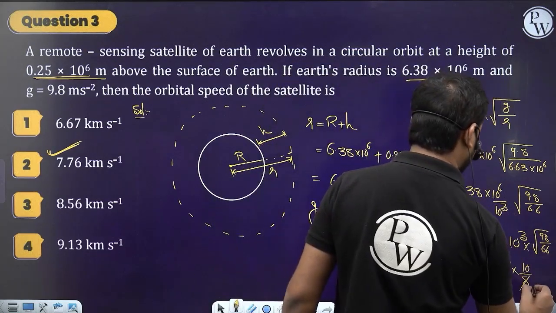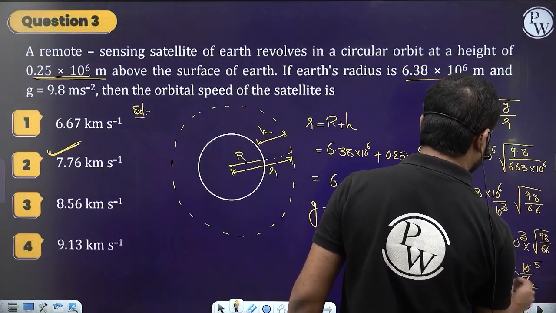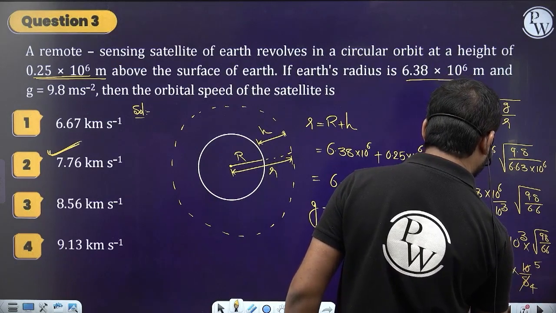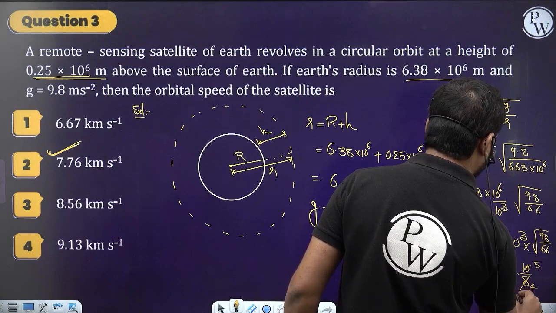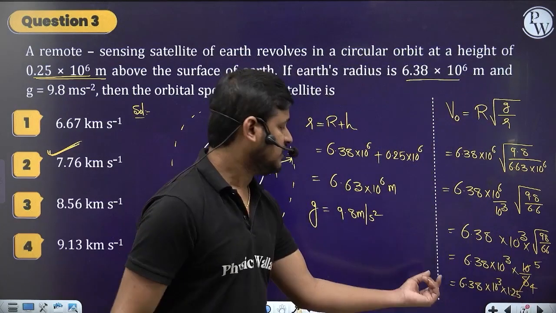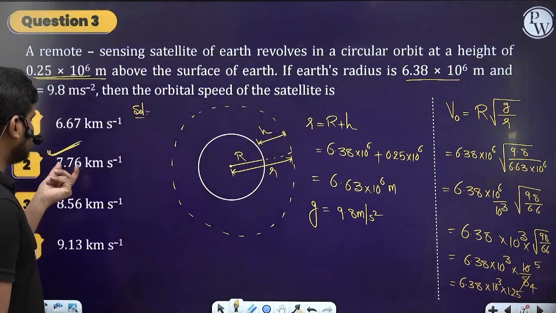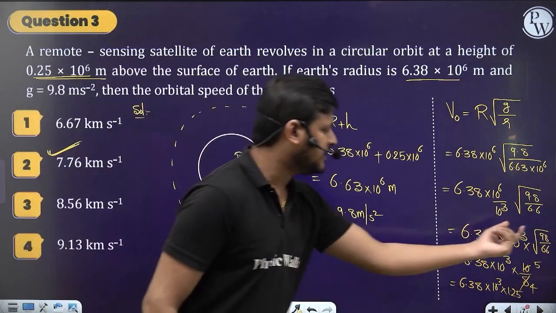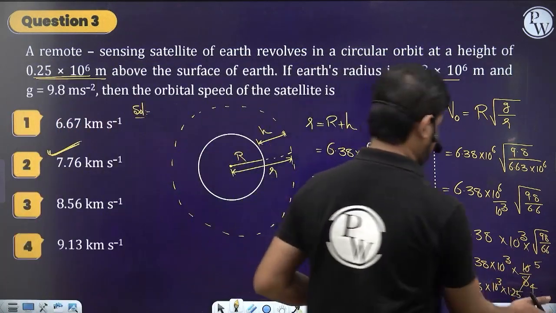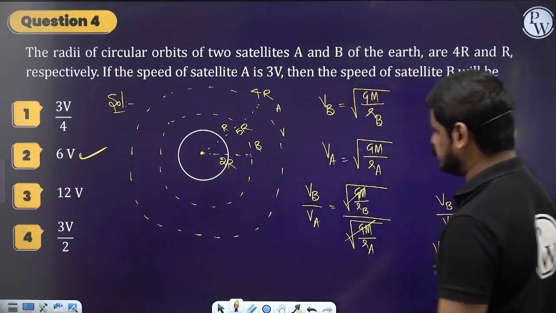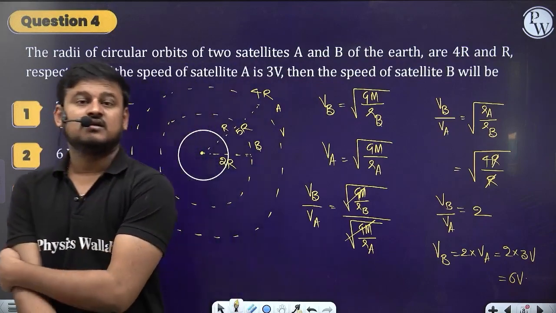So 4 twos are 8, 5 fours are 20, right? So 5 by 4 means 1.25. 6.38 into 10 to the power 3 into 1.25. Yes or no? Then you can multiply 6.38 and 1.25. So you'll get somewhere around 7.76. Previously I told you to multiply it with 1.2, then also you'll get the same thing. Okay, so this is also done. 6V is the correct answer. Chalo, you guys should practice the calculations.